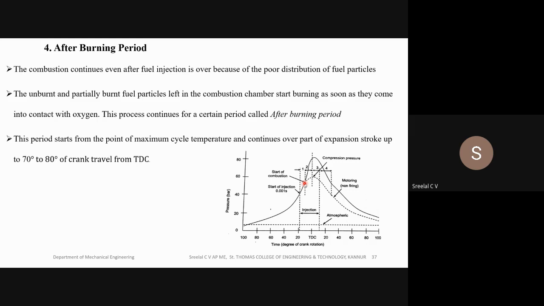Why is it known as uncontrolled? Due to the ignition delay period, the air as well as the fuel will be mixed, and they will attain the self ignition temperature. Self ignition temperature.